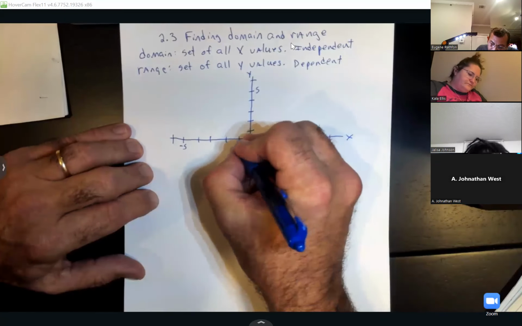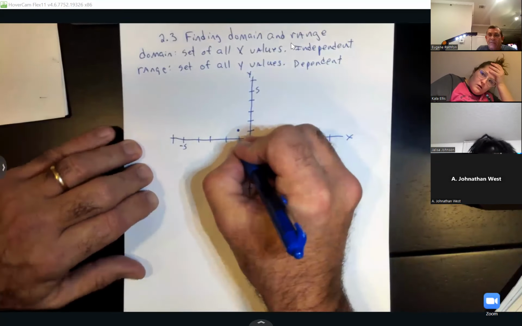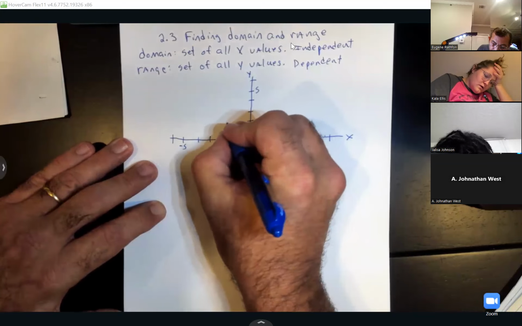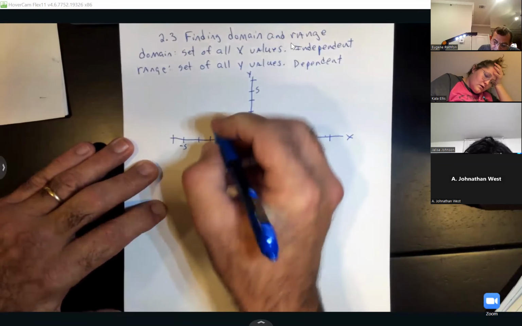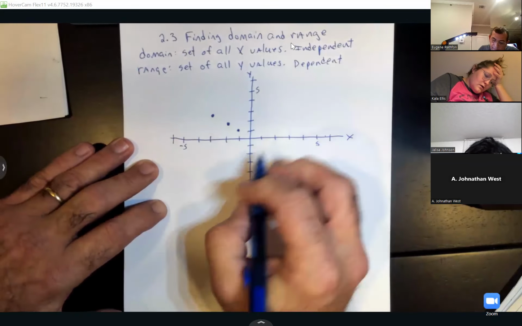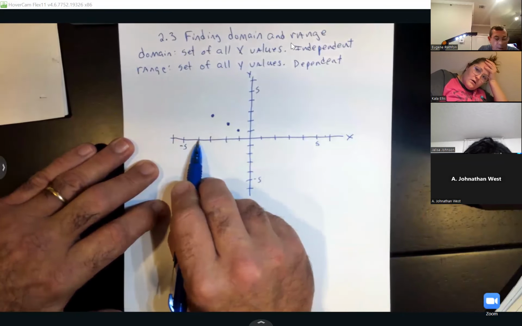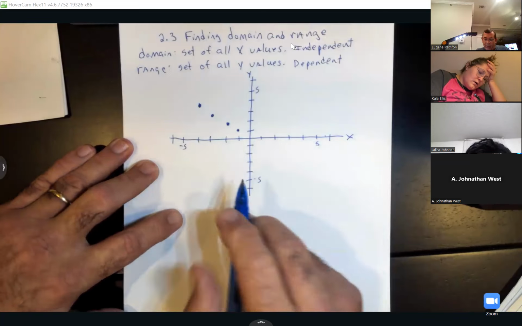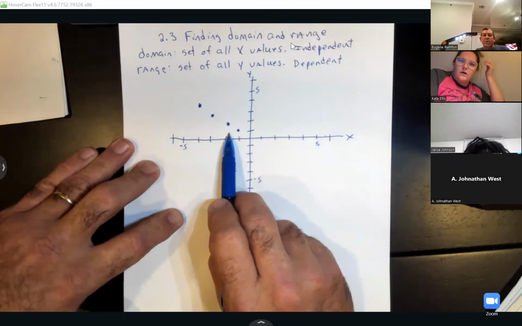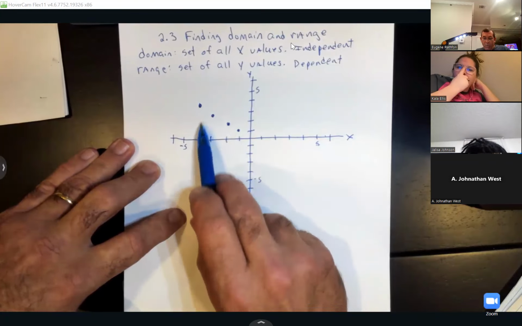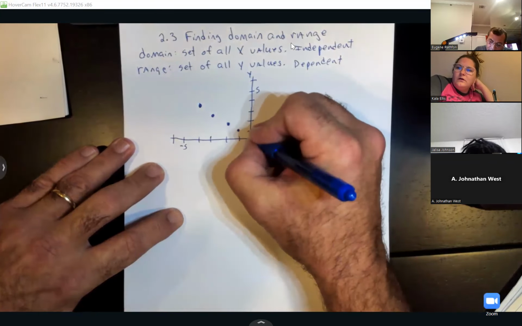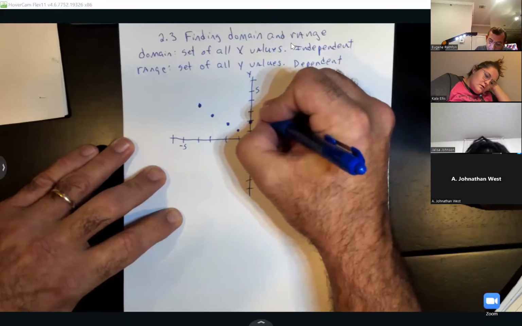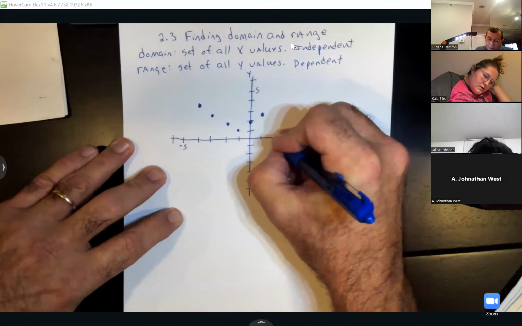So I'm going to put a point over here at -1, 1. So go left -1 and up 1. I'm going to go left -2 and up 2. Left to -3, up 3. Over here at -4, I'm going to go to 4. So these points are -1, 1, -2, 2, -3, 3, -4, 4. All right, then I had a point over here at 0, 2, 1, 3, and then at 2, 4.